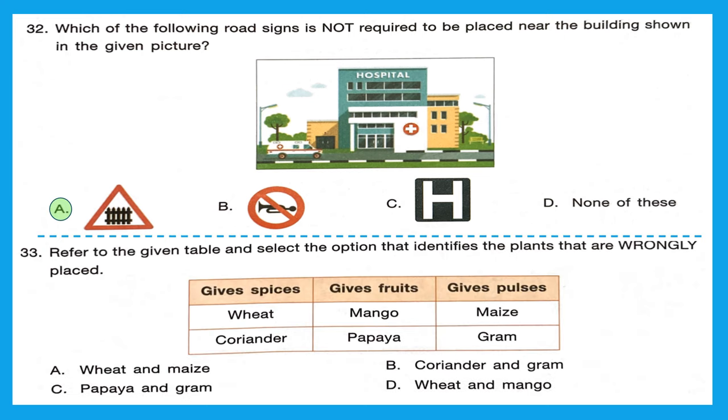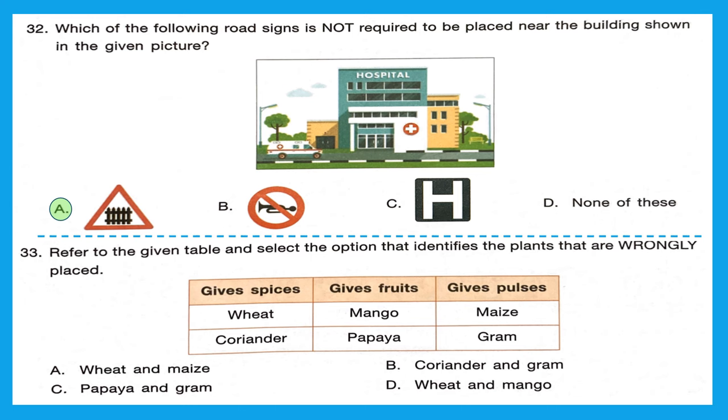Question 33. Refer to the given table and select the option that identifies the plants that are wrongly placed. So there are three categories. One is plants that give spices. Second is plants that give fruits. Third is plants that give pulses. The first one is gives spices. Oh, is wheat a spice? No, that is a cereal.